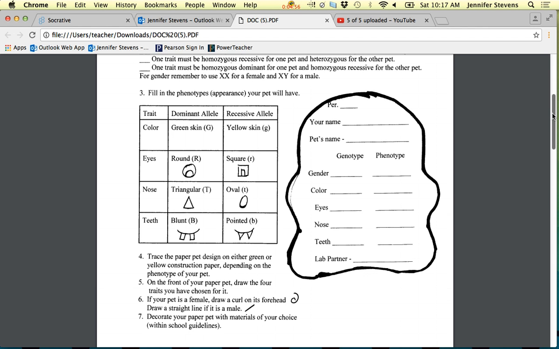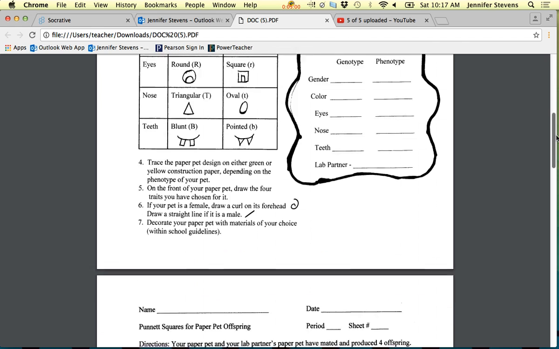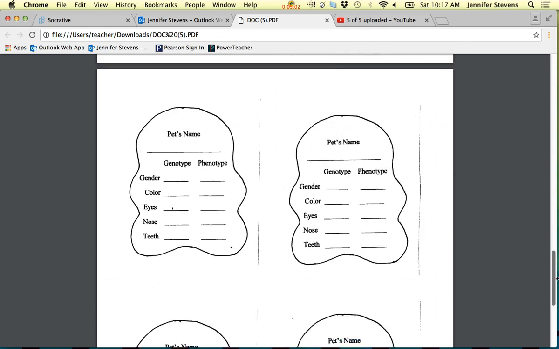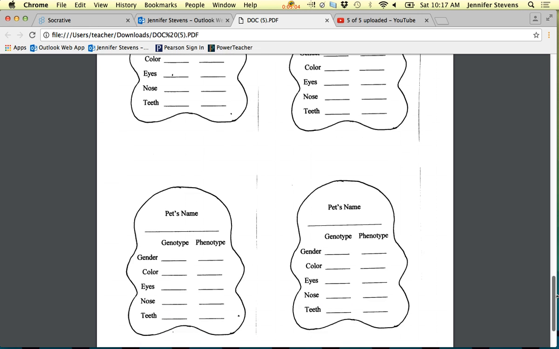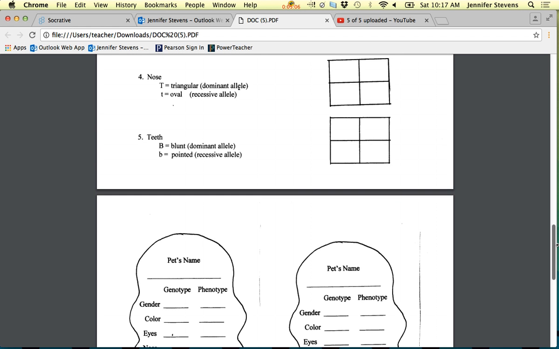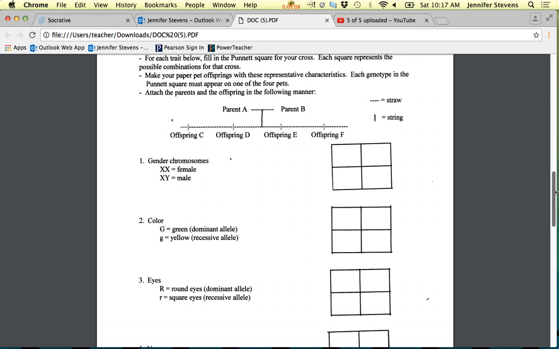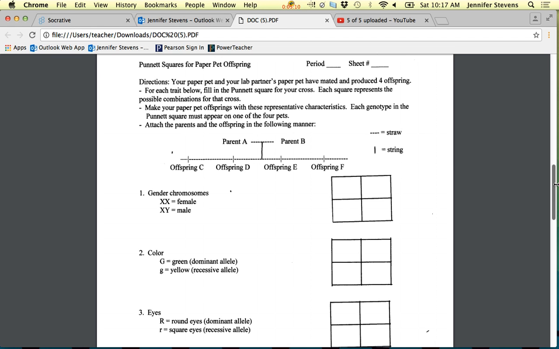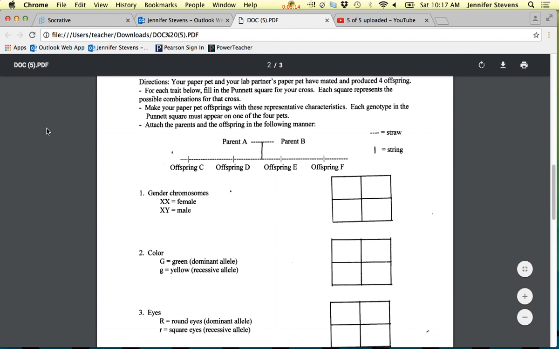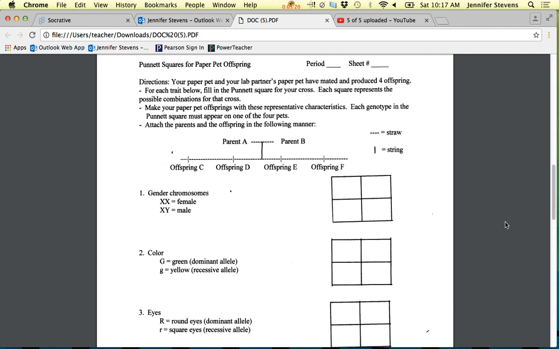Now, once you have your parents set, then you're going to actually make some babies. These 4 little babies that you've got. So in order to do that, we have to do some crosses. So the 2 parents, the 2 big ones that you have, they have mated and they have produced 4 offspring. So for each trait below, you're going to fill in the Punnett square for your cross.